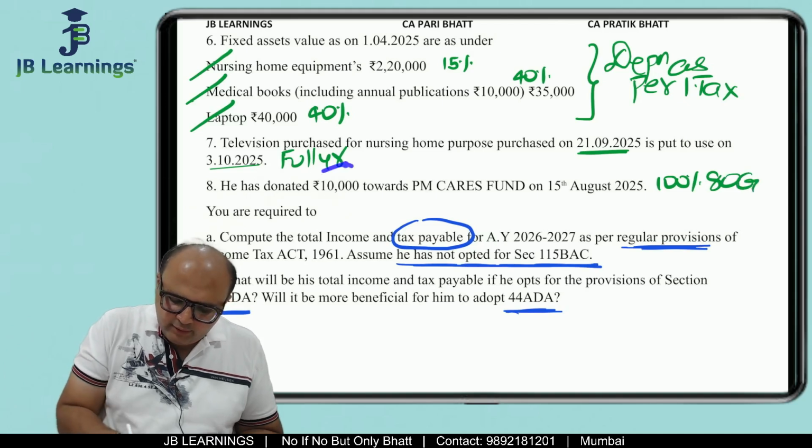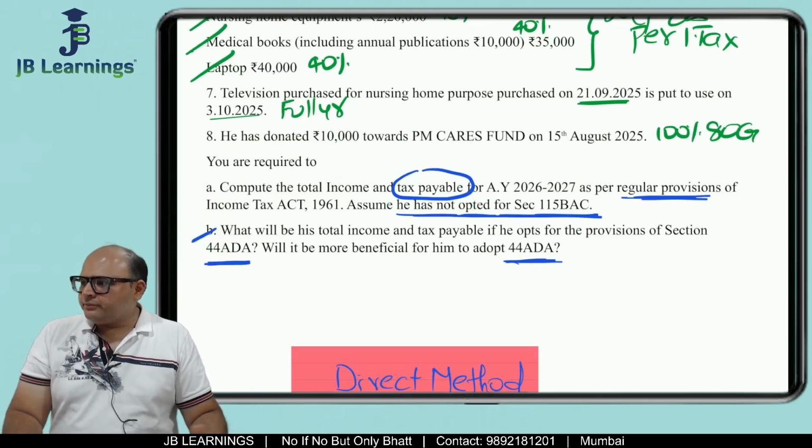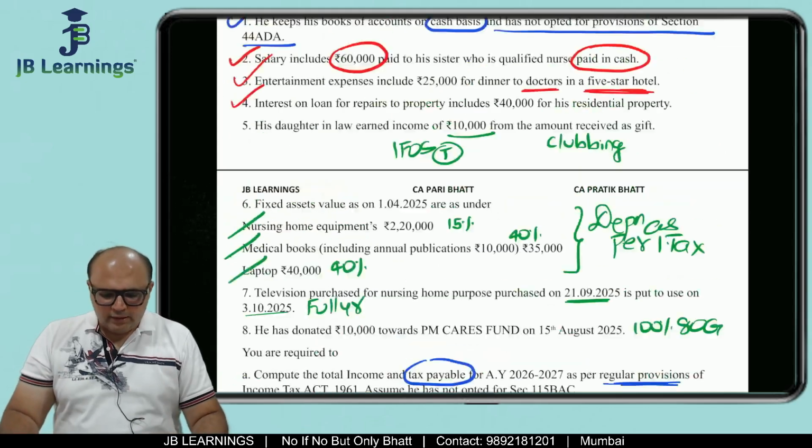So he donated 10,000 rupees. So this is your 80G deduction. So friends, this is our analysis. Now let's start solving the sum.